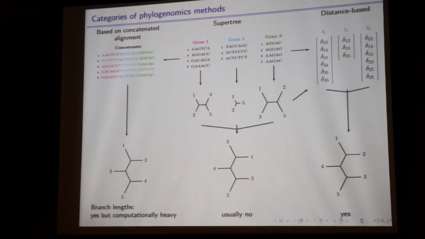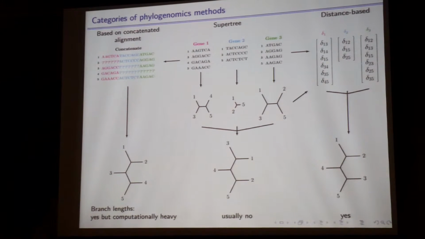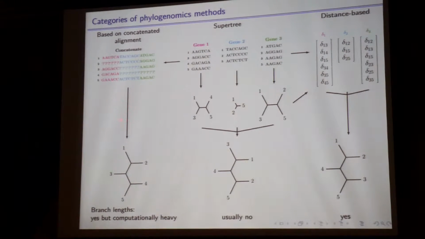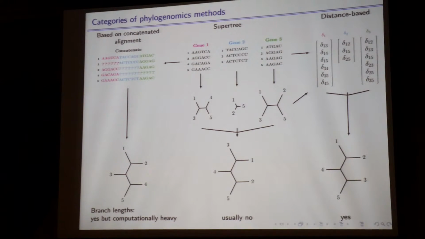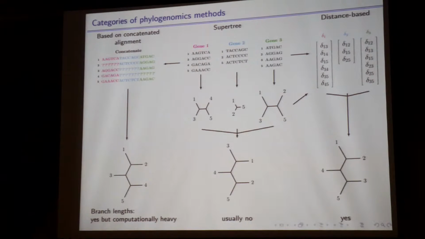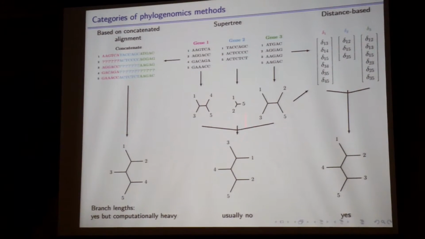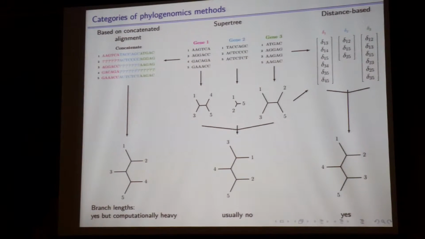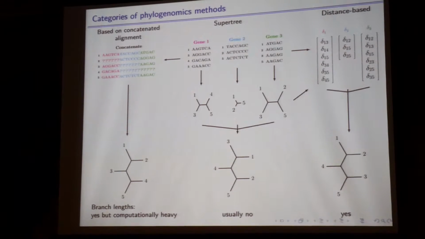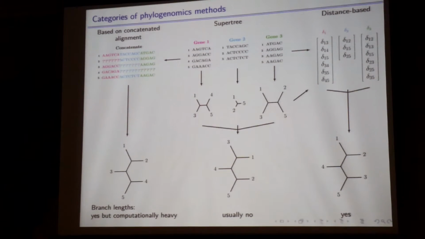If we are looking at our problem of branch length, you can compute branch length in the concatenated framework, but these methods are computationally heavy. The supertree methods usually don't look at the branch length in the input and don't give branch length in the output, and the distance-based methods are potentially able to give branch length.